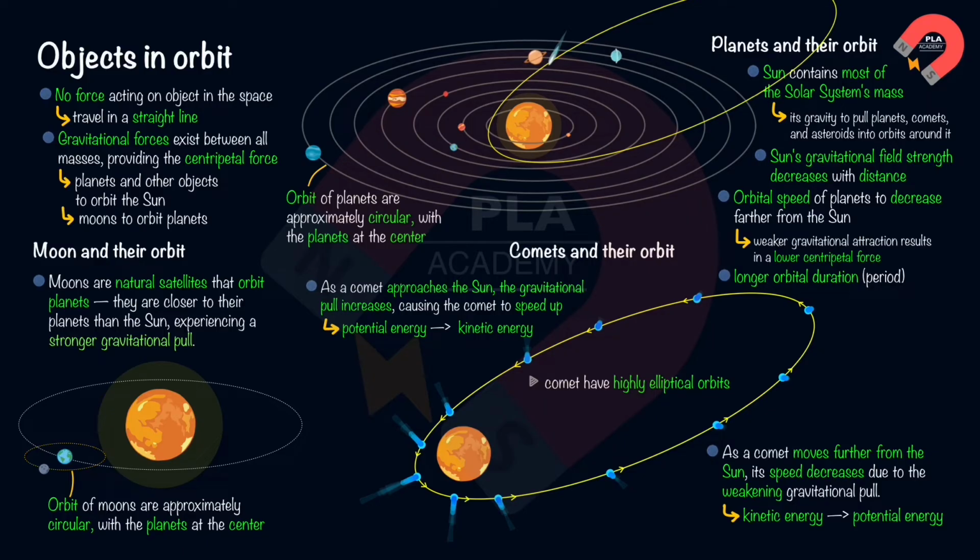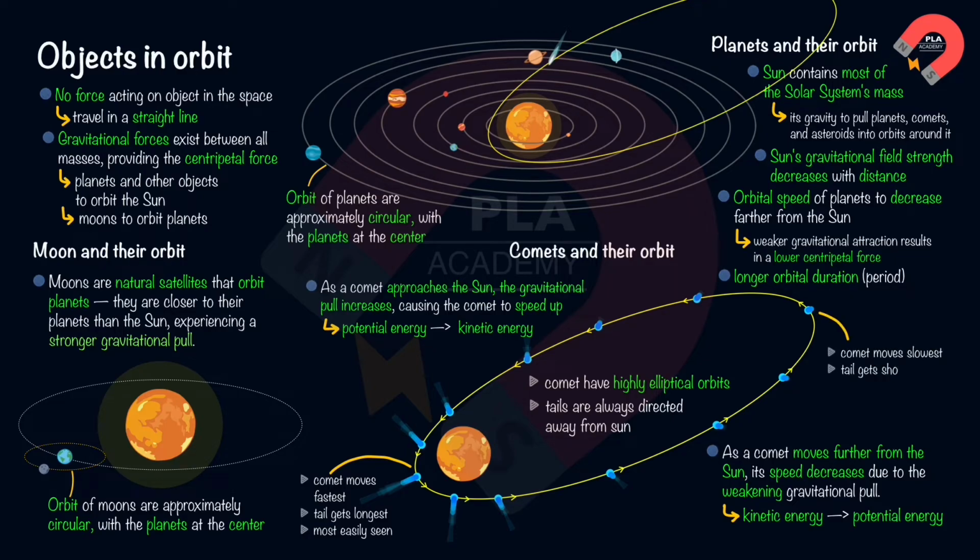The ice melts when the comet approaches the Sun and forms the comet's tail. The comet's tail is always directed away from the Sun. At this point, the comet moves fastest, has the longest tail and is most easily seen. At this point, the comet moves slowest and has the shortest tail.